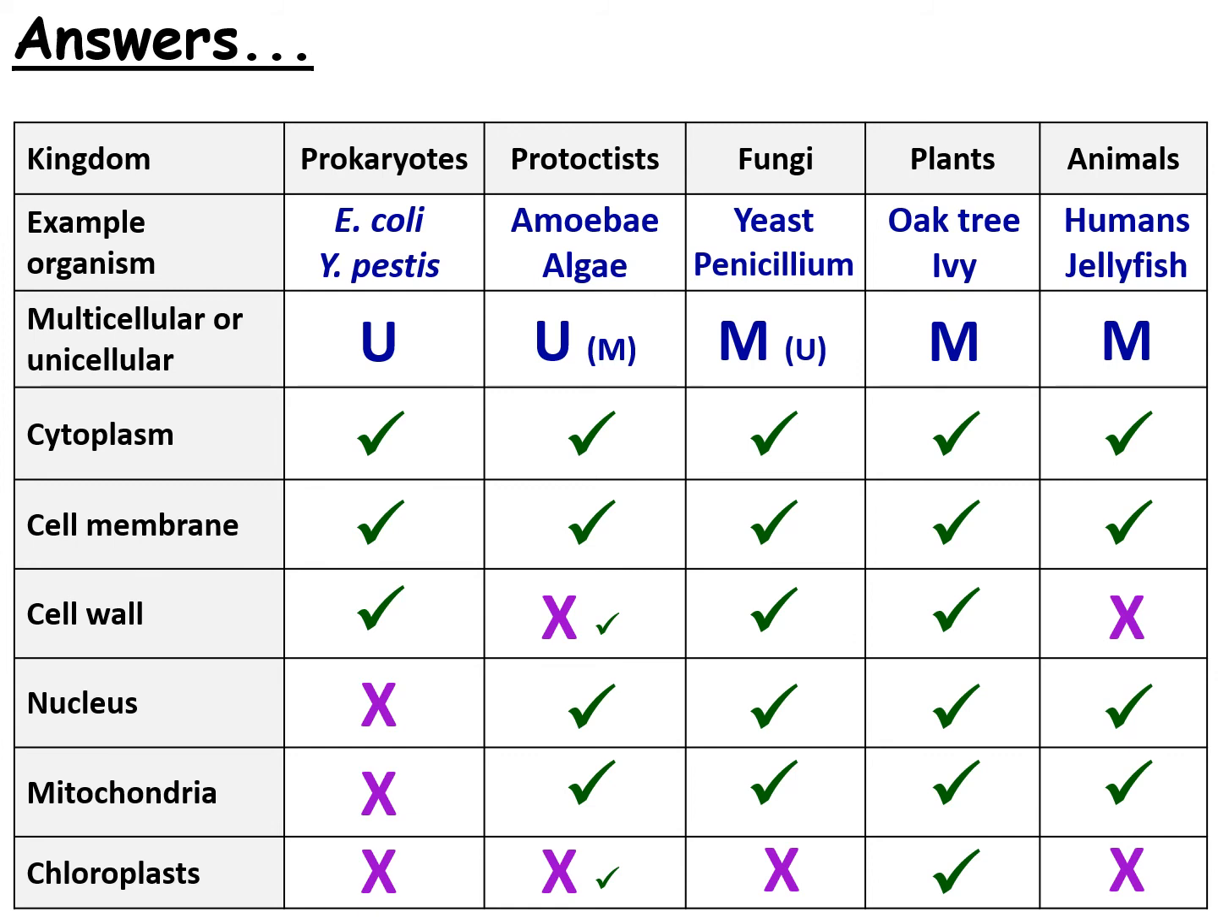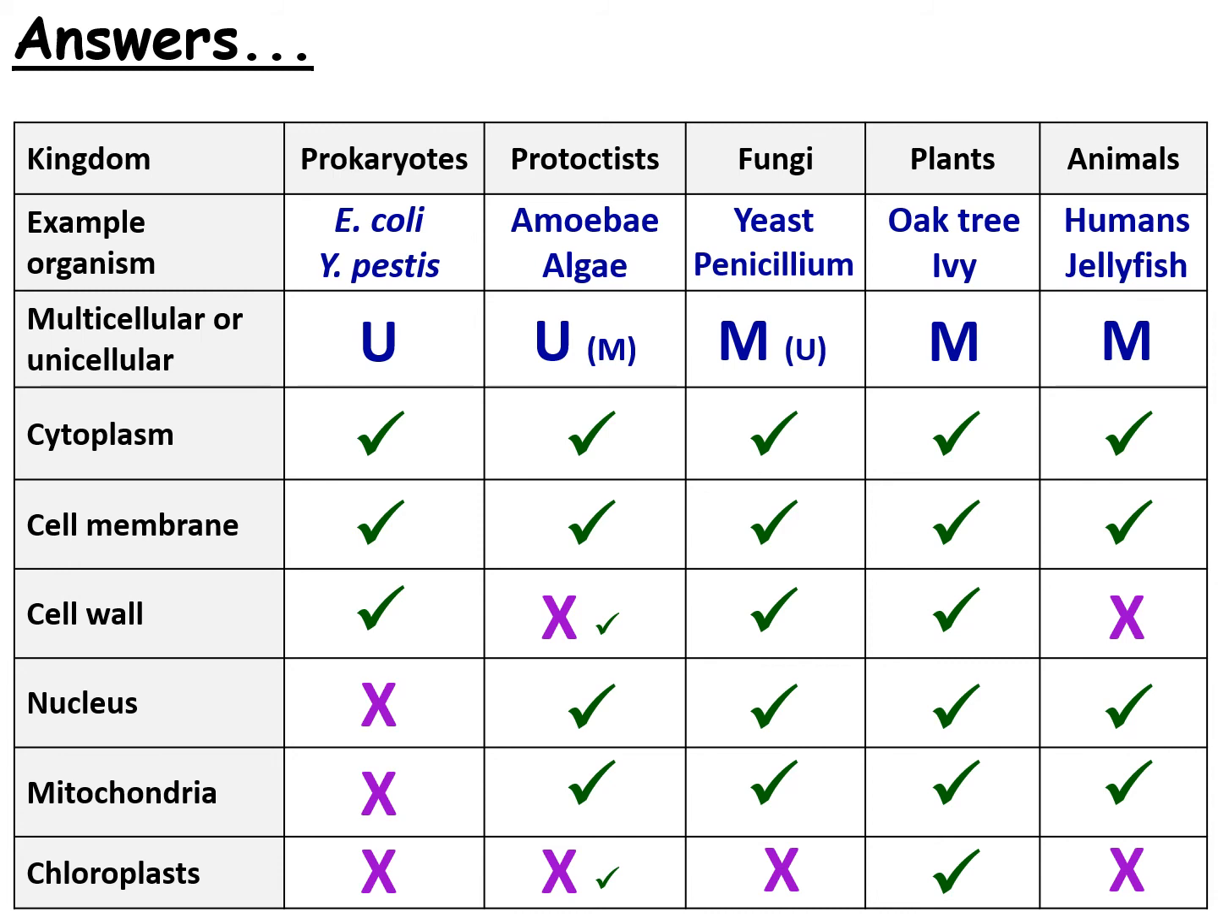Prokaryotes are unicellular. Protoctists can be both, so you can have both in there. But protoctists are primarily unicellular, so they've gone mainly uni, but you can see there's a few multicellular examples. Other way around for fungi, most fungi are multicellular, but there are a few examples that are unicellular. And then lastly, plants and animals are both multicellular.